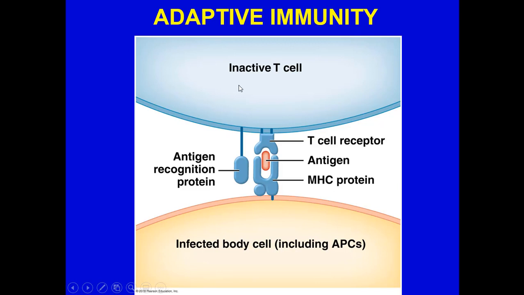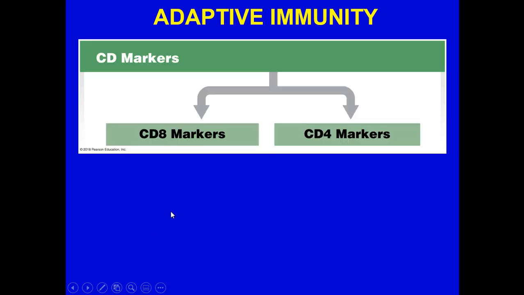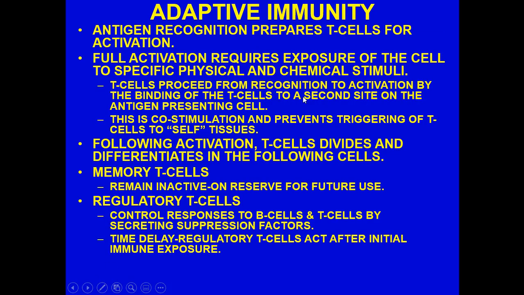Here's my inactive T cell. It's not been awakened yet. Here's my infected body cell. It could be the APC. Here is an antigen recognition protein. Here is the T cell receptor. Here's the antigen. And here's the MHC here. So when these all connect together, this goes from an inactive T cell to an active T cell. I mentioned the CD markers. So let's move on to antigen recognition. This prepares the T cells for activation.